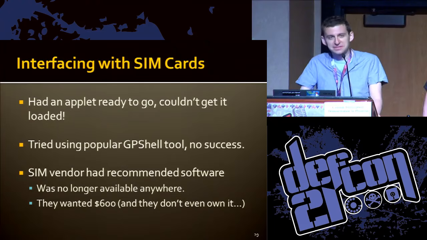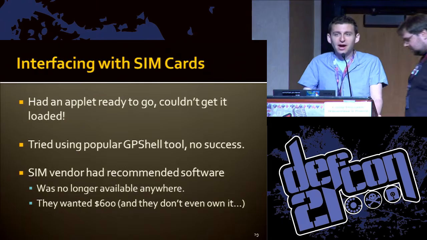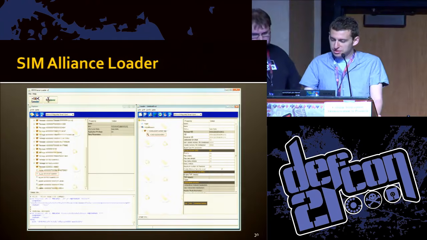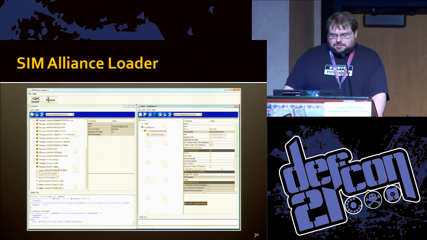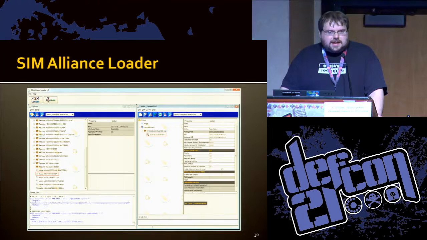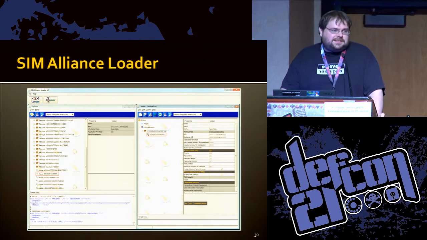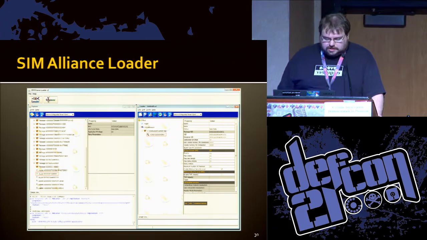And so we kept looking to see what else was out there. And we had to start digging into a little more details on the communication protocols that are used to interface with smart cards. So this program that they were trying to sell us was called the SIM Alliance Loader. And they had V1, but SIM Alliance had come out with V2. And the SIM Alliance is basically an industry group which advocates for using apps on SIM cards. And they have a bunch of tools.